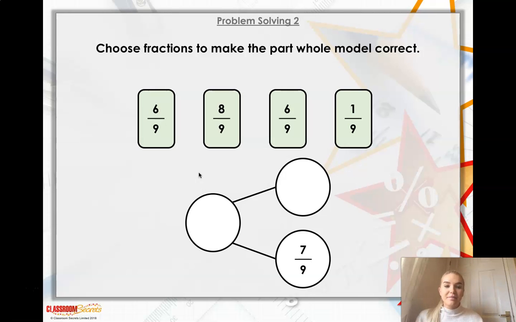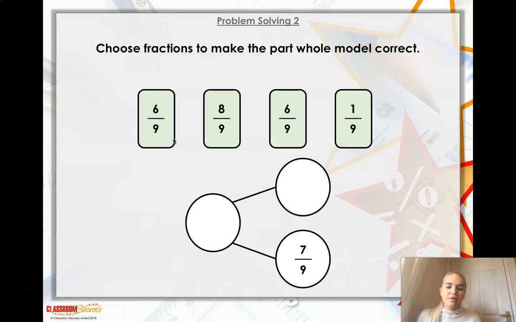Choose fractions to make the part-whole model correct. So I can see that I have got one part is 7/9. I need another part to make my whole, but I can only use these fractions. Let's start by eliminating the ones that we cannot use. What is 7/9 add 6/9? Well, 7 add 6 is 13. But do we have 13/9 available? No, we don't, do we? So we cannot use 6/9.